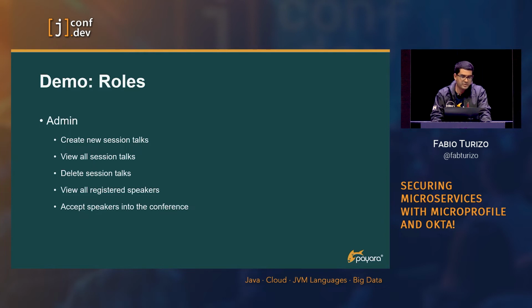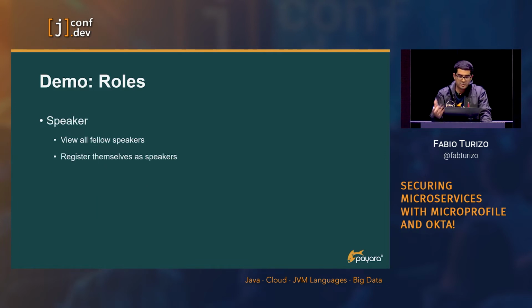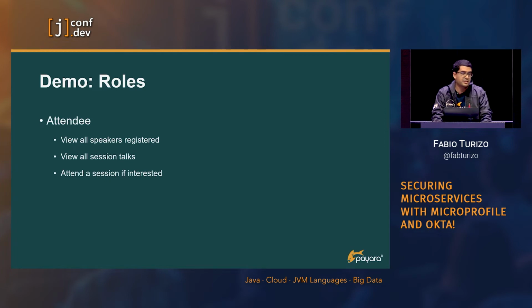It has 3 roles: an admin that can literally do anything. They can create new sessions, view all sessions, delete sessions, view registered speakers, and accept speakers into a conference. It has a speaker that can view all their fellow speakers and can register themselves as a speaker. I know that it doesn't make any sense, but for the purposes of the demo, that's a feature that was created. Pay no mind. And it also has attendees, which are people that just simply want to attend conferences.